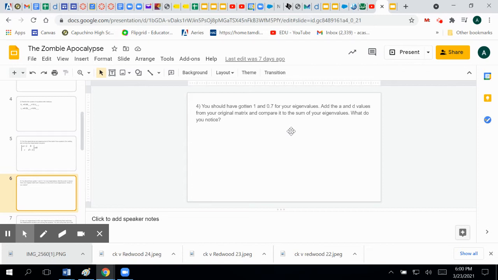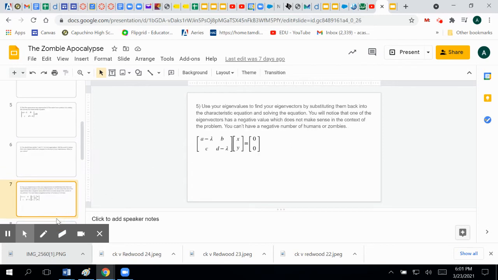Now add the A and D values from your original matrix and compare it to the sum of your eigenvalues. I'll let you do that. I don't think you need my help with that. Okay, now here's where my questions got really sloppy. It says use your eigenvalues to find your eigenvectors. Oh, we already did that.